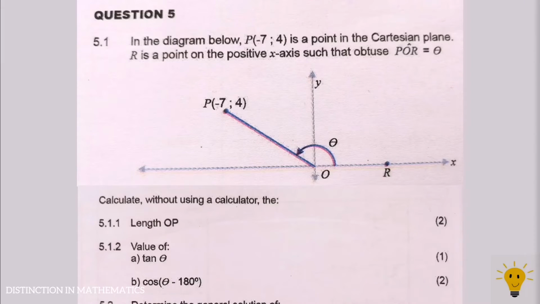So 5.1, in the diagram below, we have point P, which is in the Cartesian plane, and R is a point on the positive axis such that PQR is theta. Calculate without using a calculator 5.1.1 the length of OP.